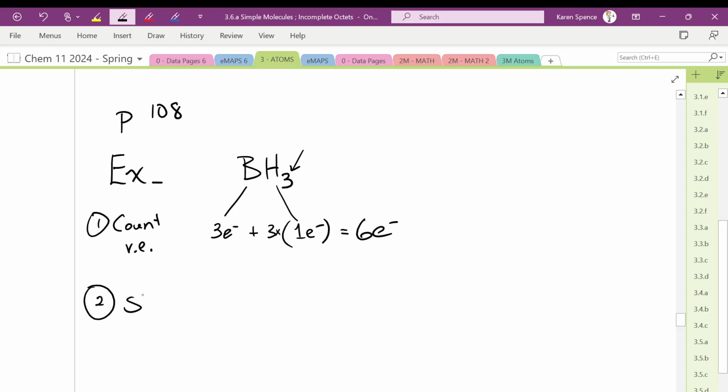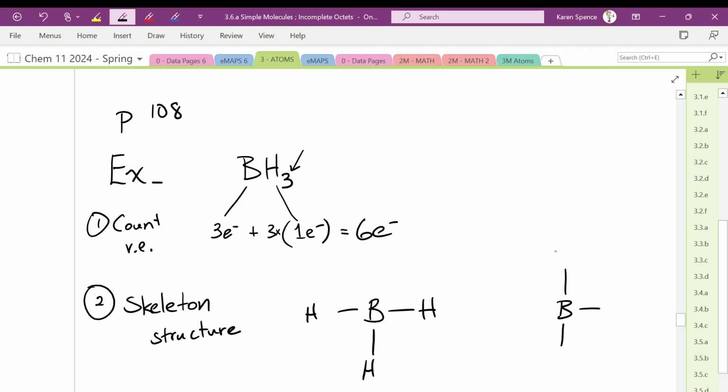Step 2, draw a skeleton structure. Who do you think goes in the middle? Can hydrogen ever go in the middle? No, so let's put boron in the middle. There's boron. And how will you attach the hydrogens? What will you draw to attach them? You will draw a line. So we're going to go 1, 2, 3. Would it be okay to draw it like this? Totally fine. Doesn't matter. You take your pick.